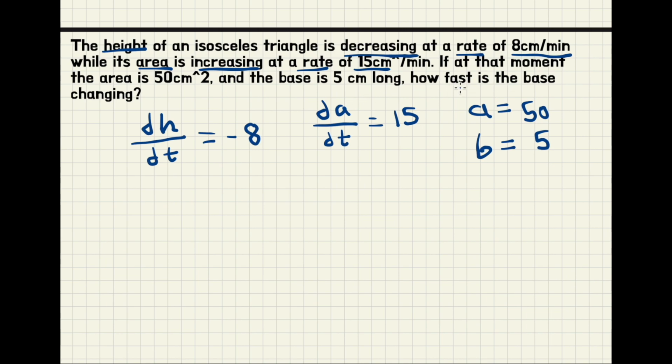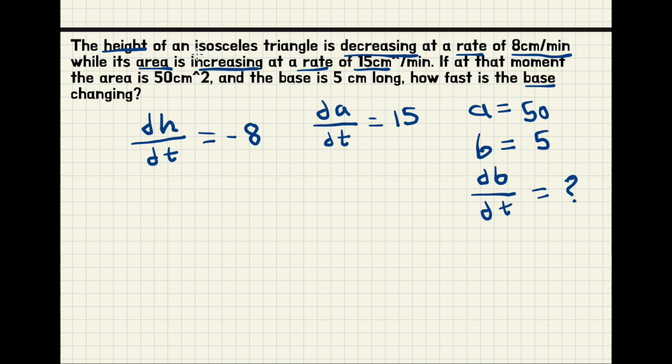Even though rate is not explicitly written, how fast is the base changing? It's the rate at which the base is changing. It's the same thing. So since it's a rate, we can say dB, because it's asking how fast the base is changing, the derivative with respect to time, and that is what we're finding.